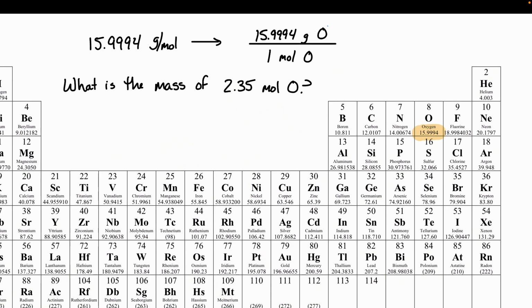All right, so I'm going to start with my 2.35 moles of oxygen. And I'm going to multiply it by this molar mass. And I know that I'm going to multiply it instead of flipping it, instead of dividing it, because I want moles of oxygen to cancel out. All right, so 15.9994 will go on the top. Okay, so then I'll punch this into my calculator, 37.5985.